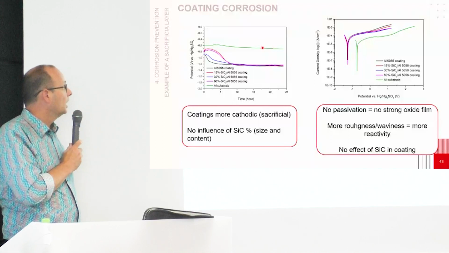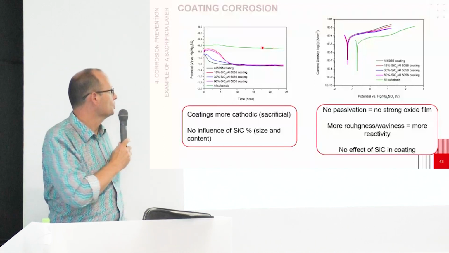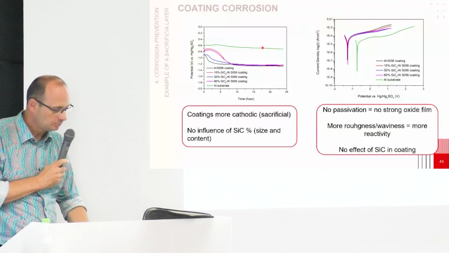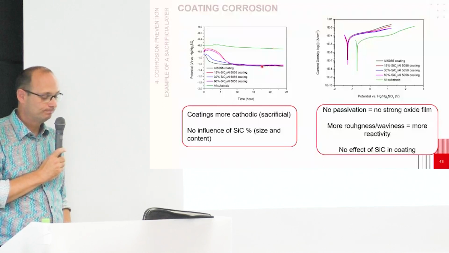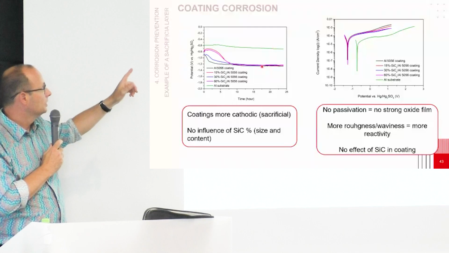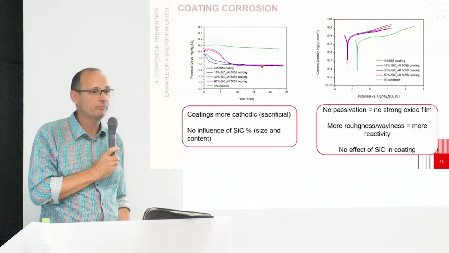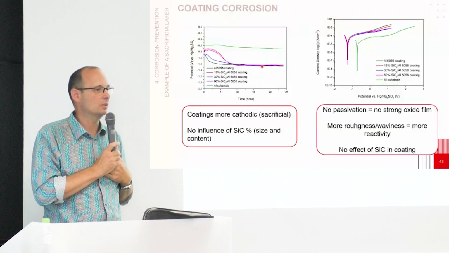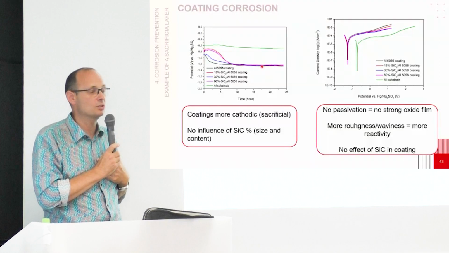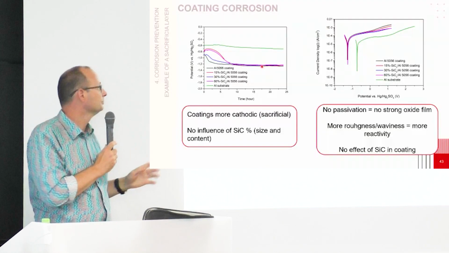Here, you have the aluminum. Mostly stable, nothing happens in the solution. Here, you have the coatings. That means that coatings are more reactive than the substrate. That you want to have actually, because coatings may be sacrificial, so they may dissolve. This curve says, okay, it will dissolve. Perfect.